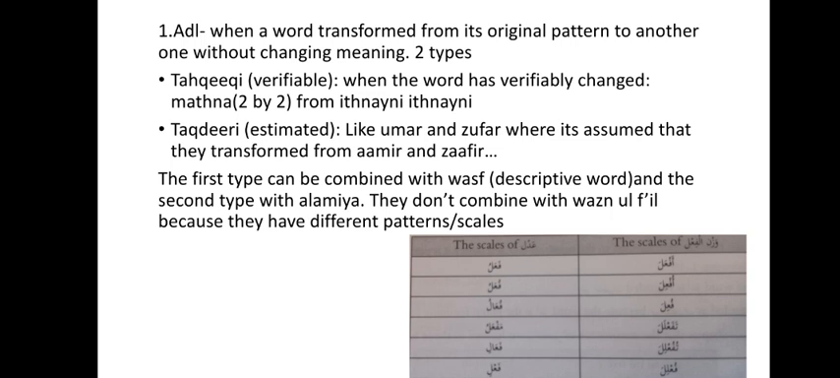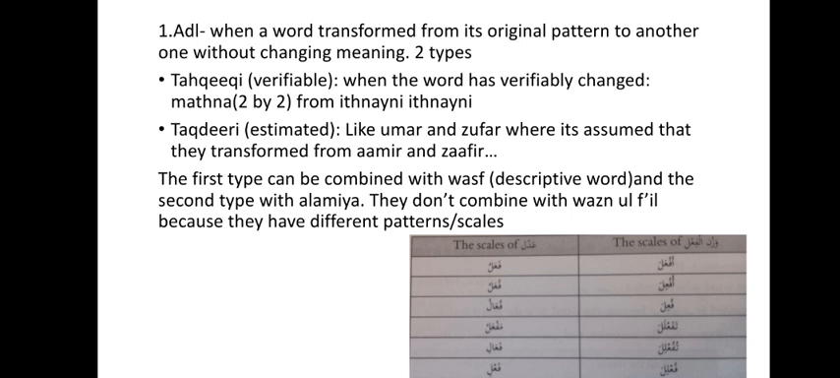We have adl. So as we've said, it's a word that's transformed from its original pattern to another one, whilst maintaining its original meaning. It hasn't changed meanings. There are 2 types of this. The first one is tahqiqi, it's verifiable. So when a word has been changed verifiably, what that means essentially is we can find a word that we consider to be adl, an adl noun, and from its meaning we can find its equivalent. So in the example we have mathna, which means 2 by 2. Mathna is just one word, but we know it means 2 by 2. And we can find that the word ithnain means 2 by 2. So we can verify that the word mathna comes from ithnaini.